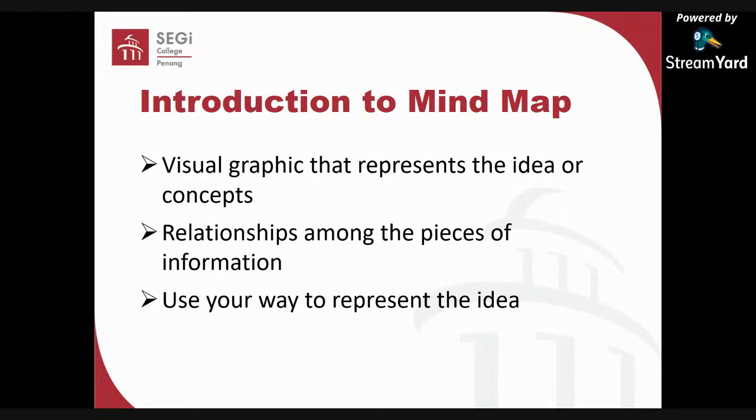Last, you can have your own way to draw your mind map. You do not exactly need to follow the way that I will share with you later, but you can create your own way to help your revisions. Most important thing, guys, make sure this mind map helps you. Okay, easy for your revisions.